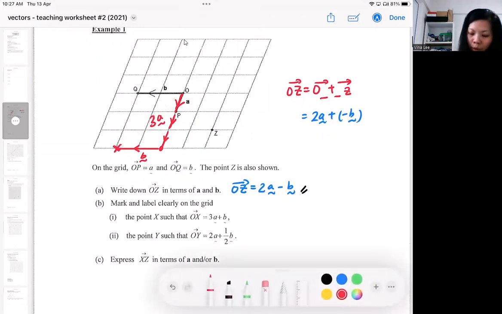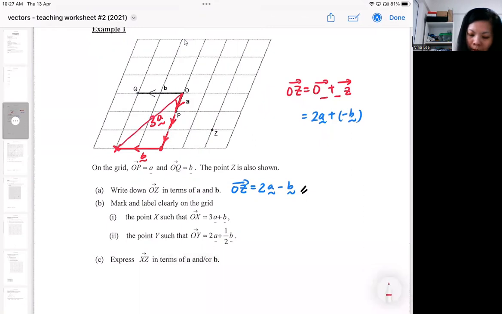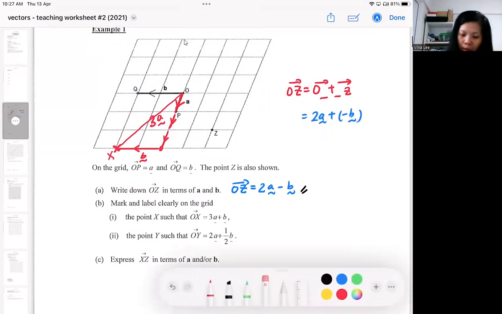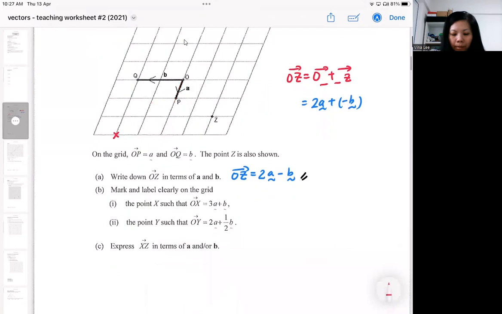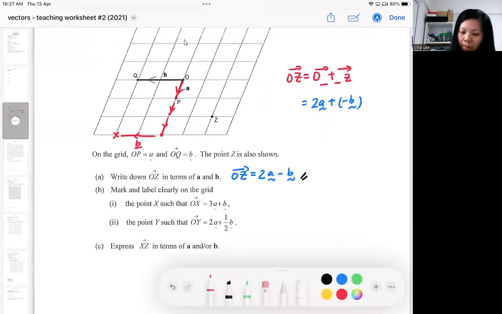So you join from O to X. So this is actually X. You don't need to show the working. Your job is to just mark out the point. So you mark out the point, that will be X. It comes from 3 of the A and then B. So you add them up, and you get the point X.